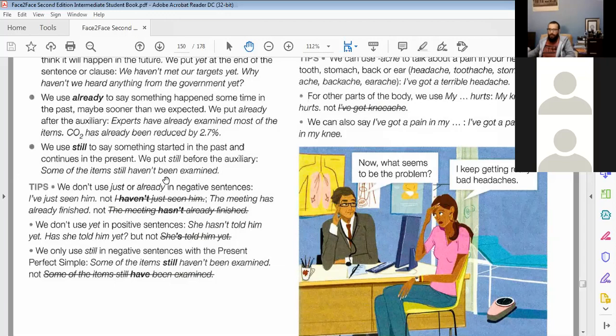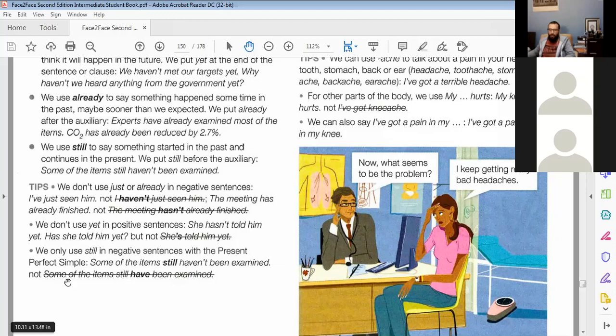Some of the items still haven't been examined. Okay, هذه النقطة اللي قلناها just already ما يمشوش في negatives. yet ما تمشيش في positive. And we only use still in negative sentences with the present perfect. أيوة. still قصتها زي اليت. Only in negative. مش حتمشيش حالها في positive.